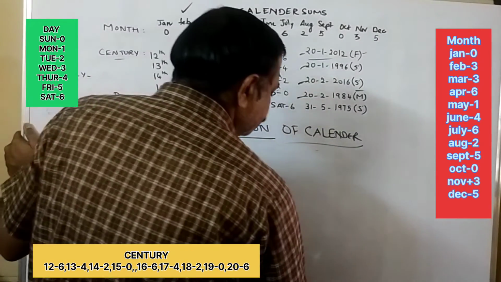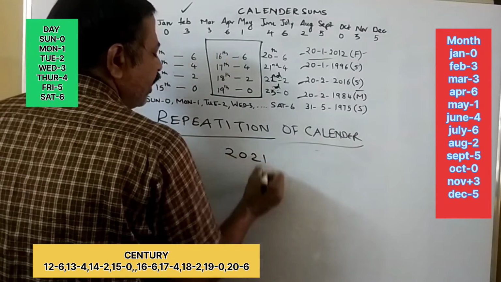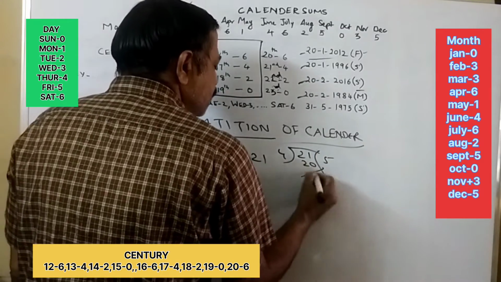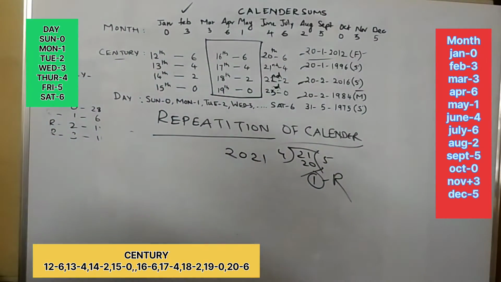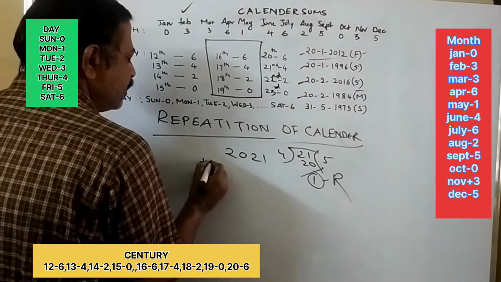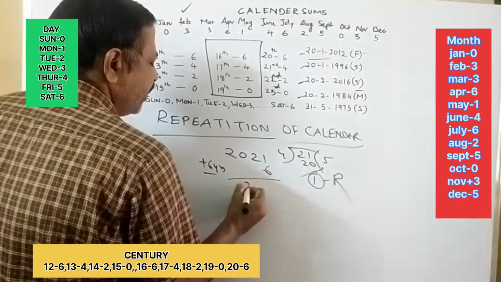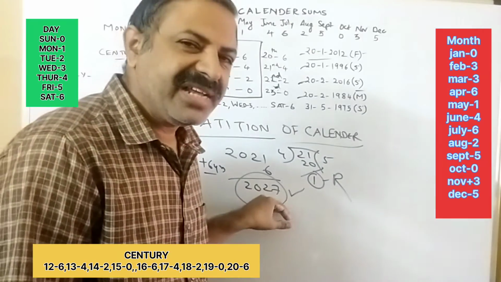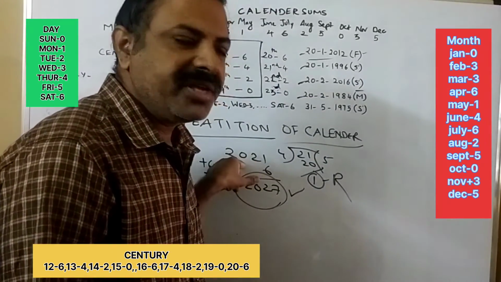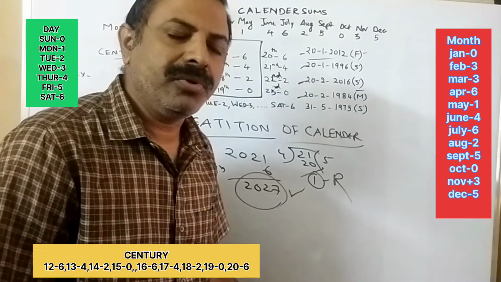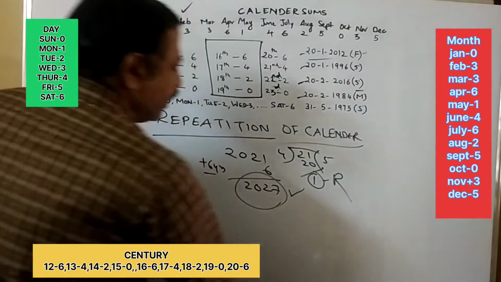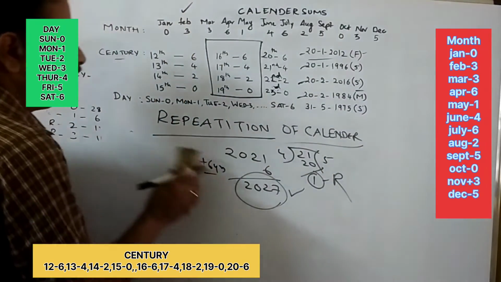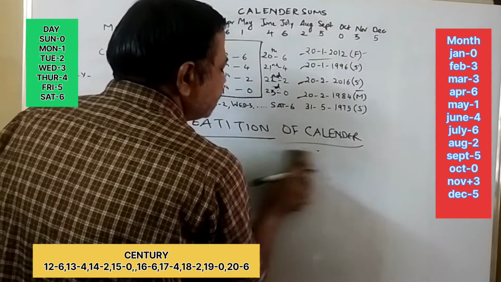Okay. If the remainder is 1, so 2021. 21 divided by 4, 4 5s are 20, remainder is 1. If the remainder is 1, when will the calendar repeat itself? After 6 years. So 21 plus 6, 2027. So 2021 and 2027 are the same, dear students. If January 1st is Tuesday, January 1st in 2027 will always be Tuesday. The calendar repeats itself in 2021 and 27 if the remainder is 1.